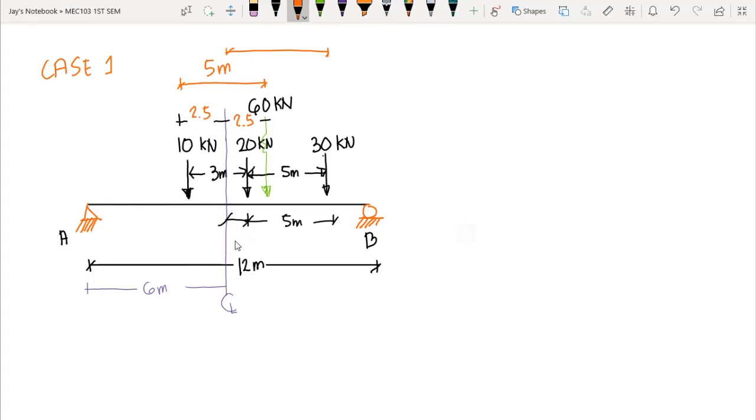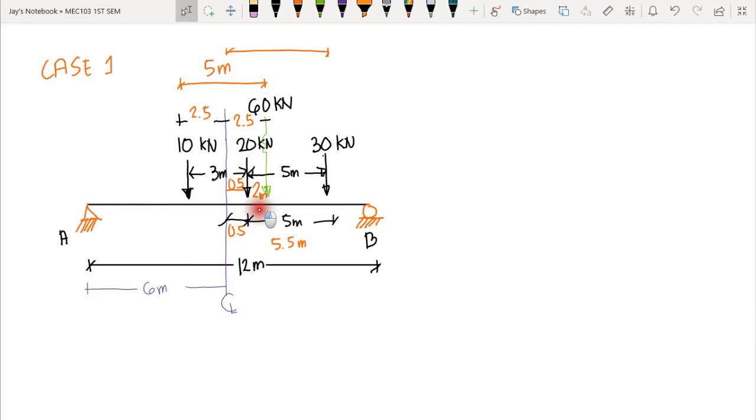Now we know that we have 2 meters here, okay? The distance between 20 and 60 kilonewton. So therefore, we have remaining here, which is 0.5. This one is 0.5. So we have the distance is equal to 5.5 meters. Okay, since again, 20 kilonewton to 60 kilonewton is 2 meter distance.